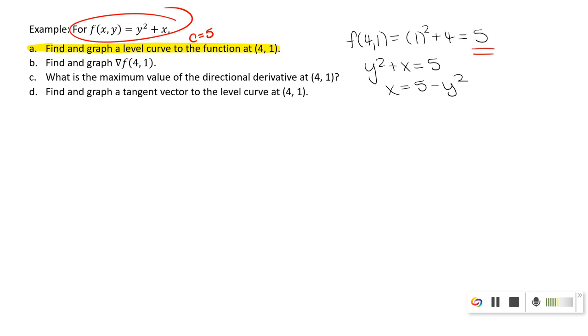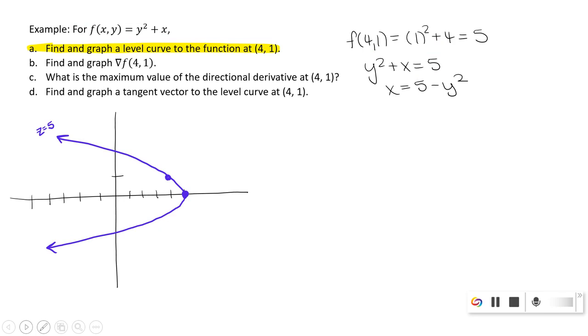And so what I did is I just plugged 5 into my f of x, y. So my level curve is going to be 5 equals y squared plus x, which is the same thing as x equals 5 minus y squared. And so I'm going to sketch that graph. It's a negative y squared, so it's a sideways parabola, and it starts 5 units to the right of the origin.